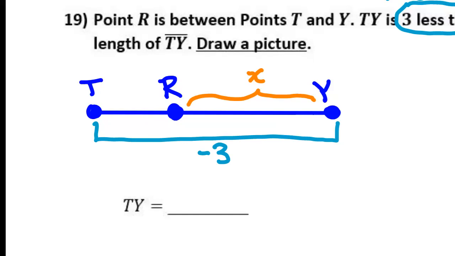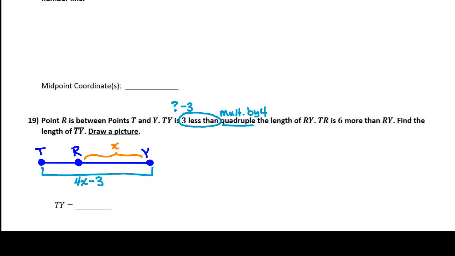Then quadruple the length of RY. What did we call RY? X. So 4x take away 3. Thank you, Asna.